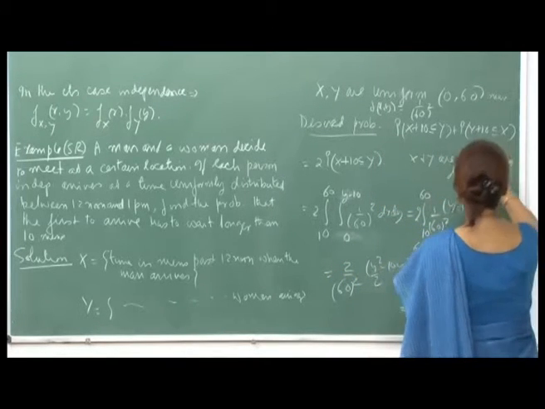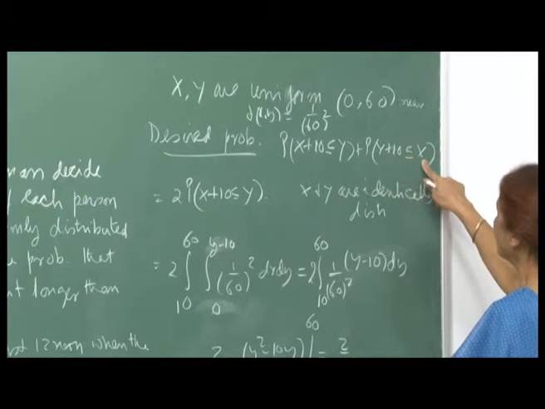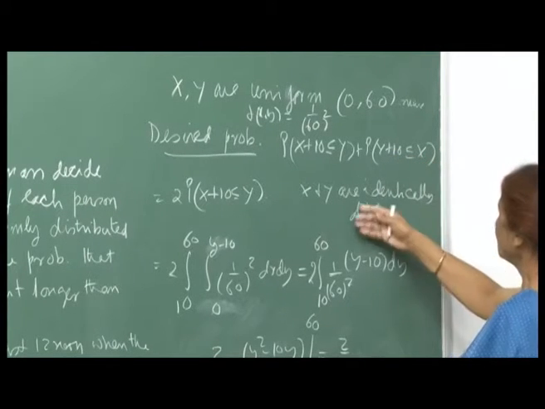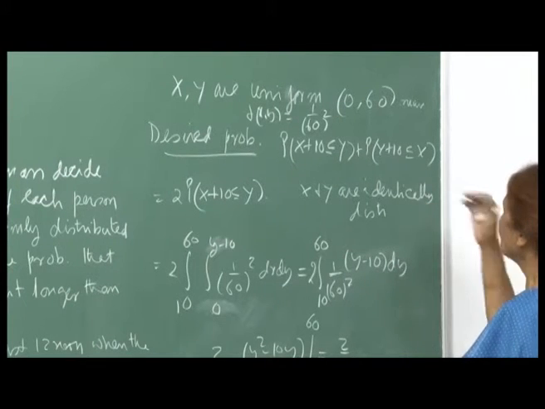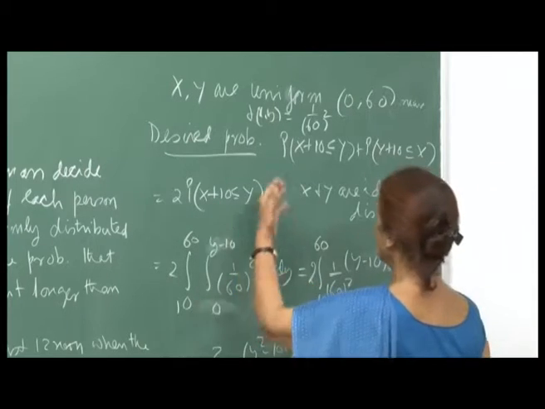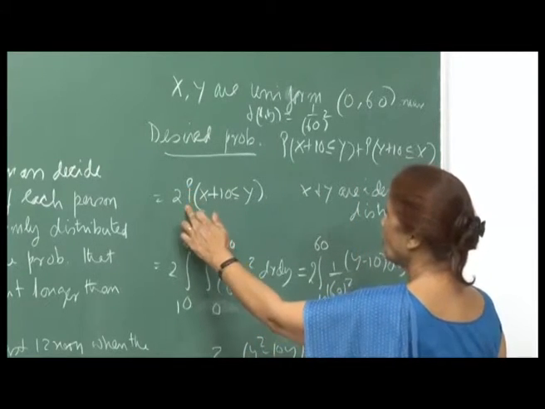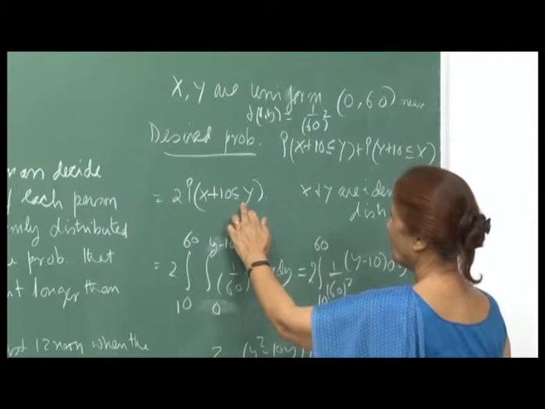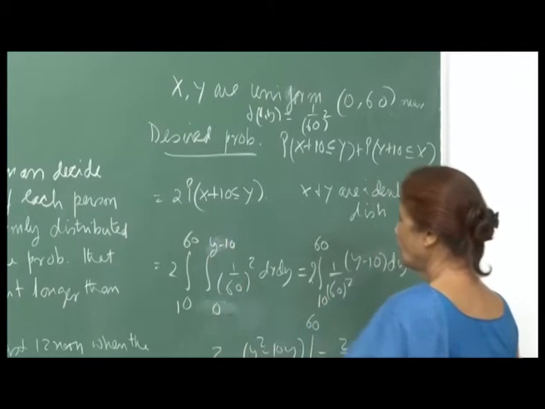And similarly, if the woman arrives first, then y plus 10 should be less than or equal to x. But since x and y are identically distributed, independence is assumed. So, therefore, the two events are the same, right. So, that means the probability will be exactly the same from symmetry. So, twice probability x plus 10 less than or equal to y. This is what we have to compute, right. And so, you write down the limits.